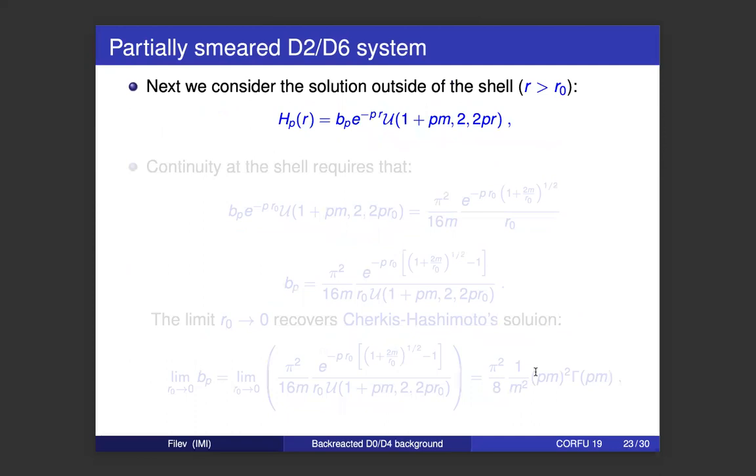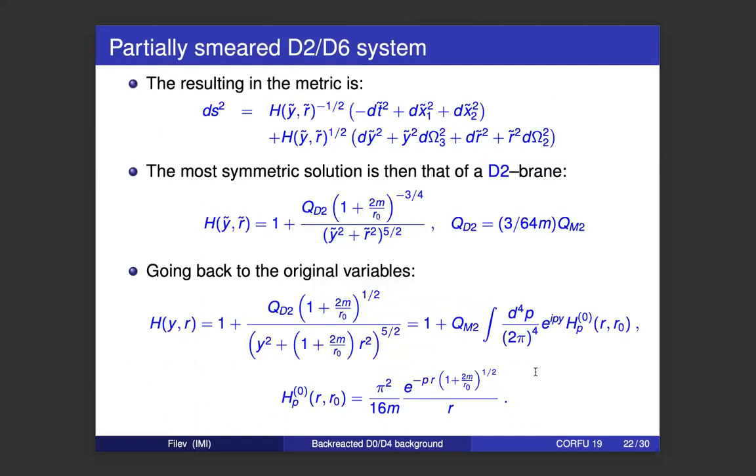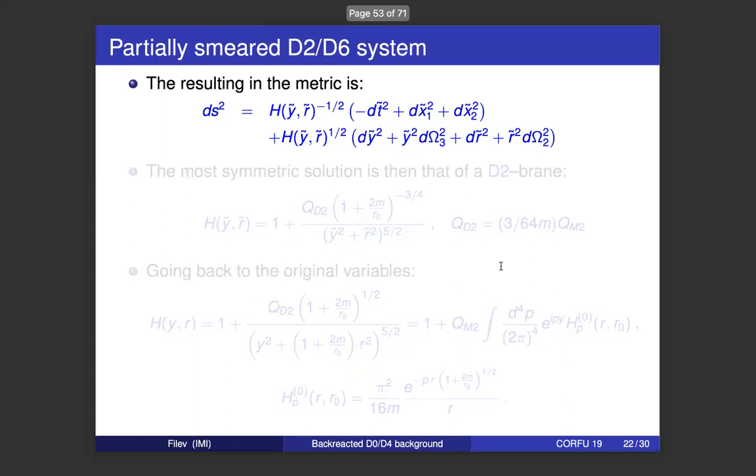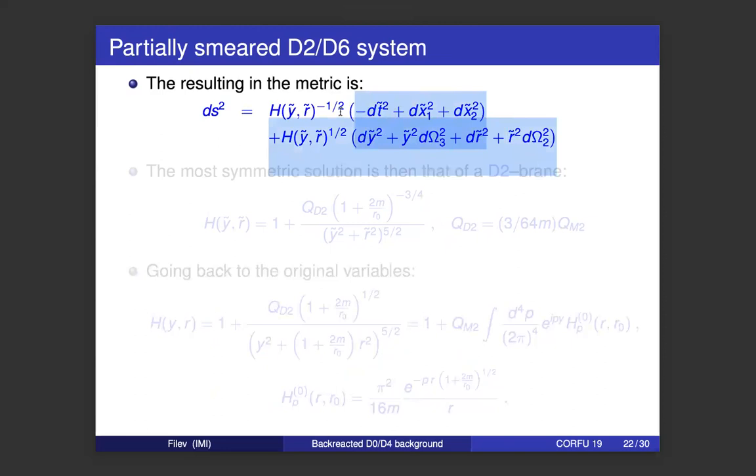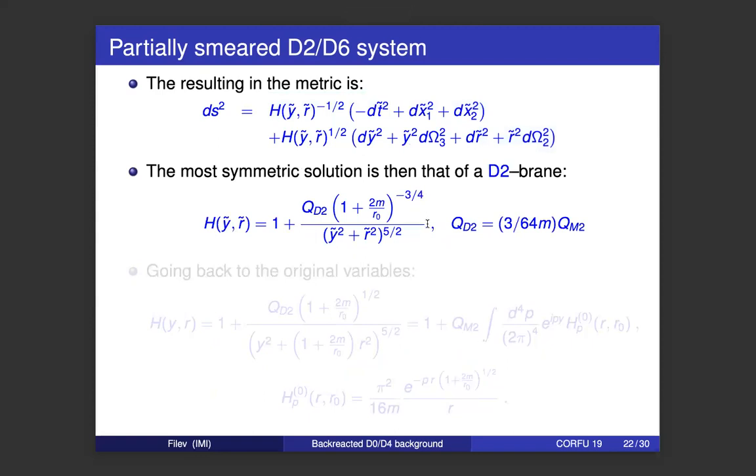Next we consider, well, actually, sorry, I'm getting ahead of myself. All that we do here is we substitute back in the original variables and do the Fourier transform, nothing more. These were scaled variables here, right? I absorb these factors to motivate that in this coordinate, it looks like just flat space with some D2 brane density. And then the most symmetric solution is the solution of the D2 brane. And then I restore, and then I write this.